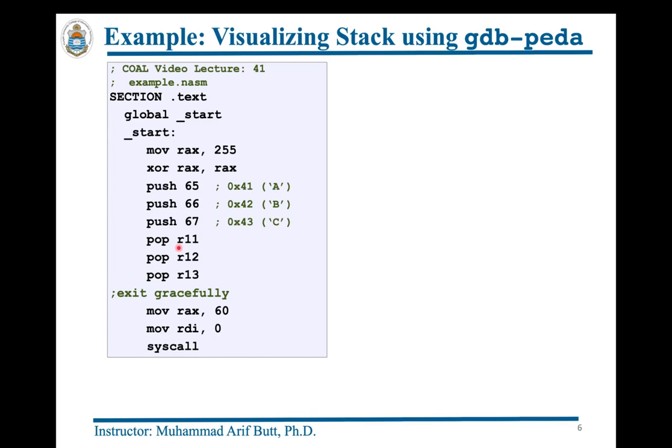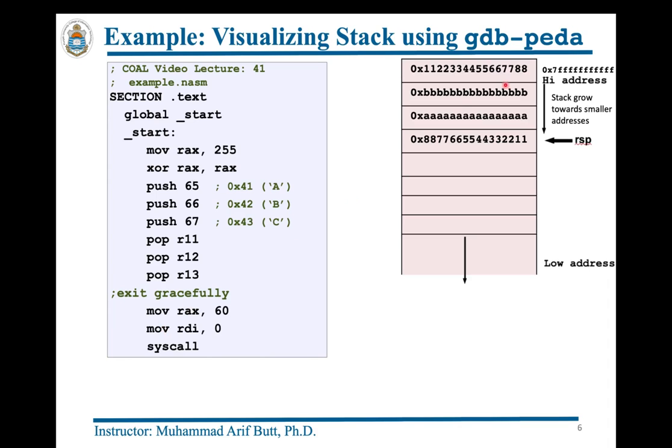Well, this is the program. This program performs a move and an XOR instruction in the very beginning after the start label. Then it carries out 3 push operations with the immediate values on the process stack, and later performs 3 pop operations to remove the 3 values in the last in first out order inside the registers R11, R12 and R13 respectively. And finally, these 3 instructions make the exit system call to exit the program gracefully.